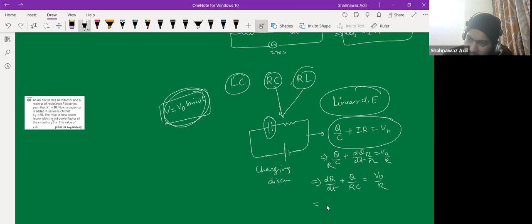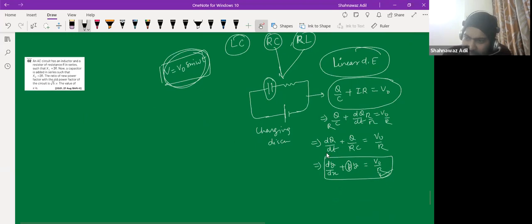So this is your linear equation, right? dy by dx plus your y, and let's say 1 by RC is this b, and then this is V naught by R. I wanted to complete this in today's class, but we didn't get the time. So in the next class, we'll solve this RC and LR circuit, right?